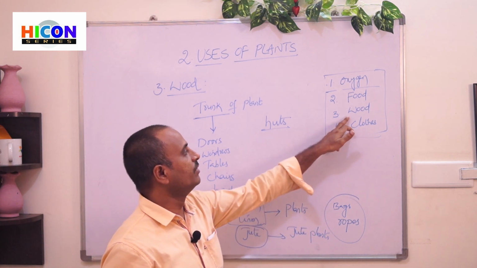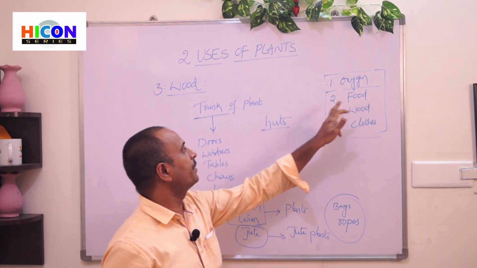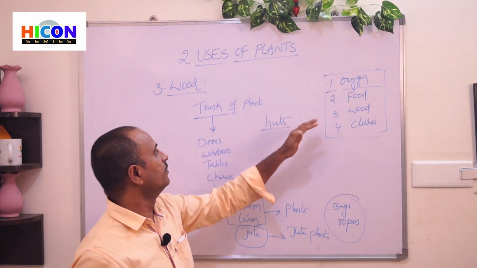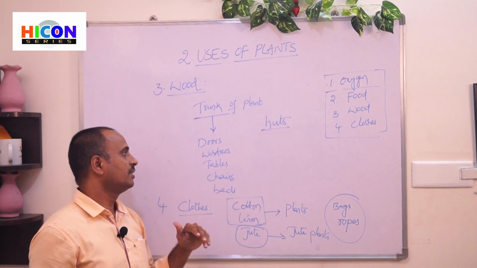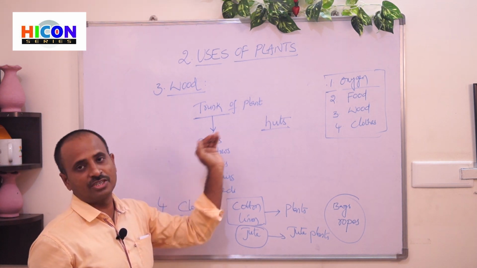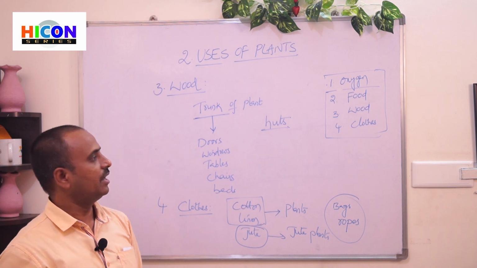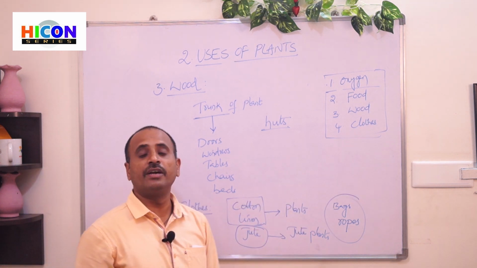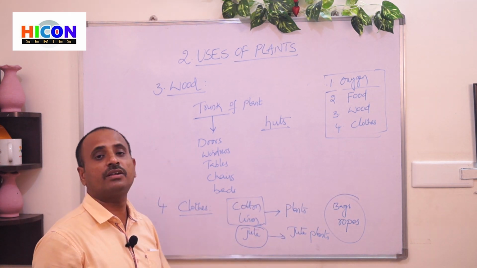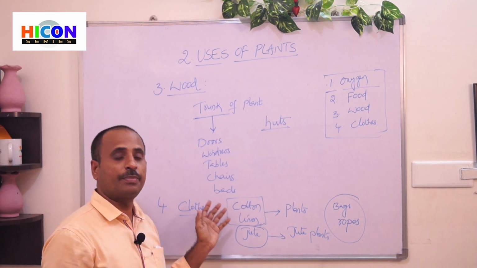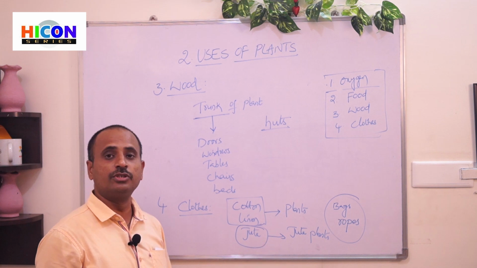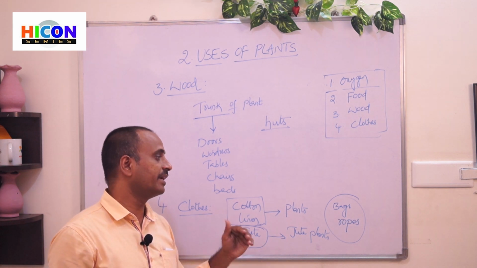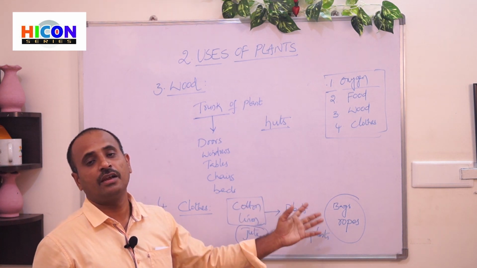And wood is obtained from the plants, and this wood is used for making different types of furniture items, and also used for making huts by poor people. And the last one is clothes. We wear different types of clothes, especially cotton and linen clothes obtained from the cotton plants. And jute is obtained from the jute plants, and it is used for making different types of bags and ropes.